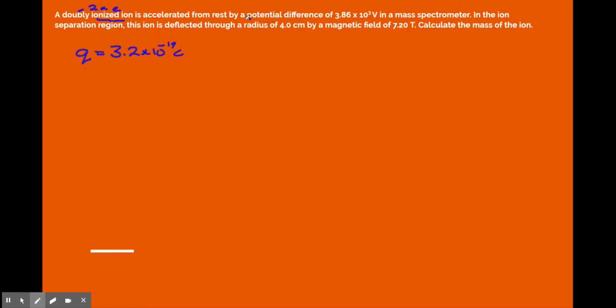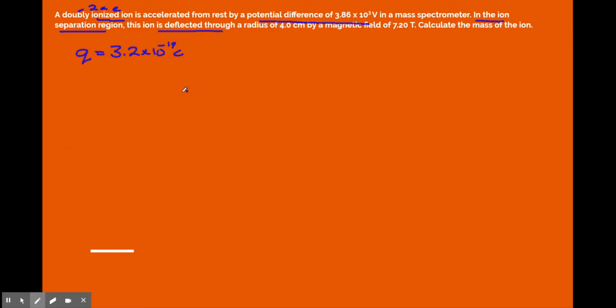It's accelerated from rest by a potential difference of 3.86 times 10 to the third volts in a mass spectrometer. Then in the ion separation region, the ion is deflected by a radius of 4 centimeters by a magnetic field of 7.20 Tesla. Calculate the mass of the ion.